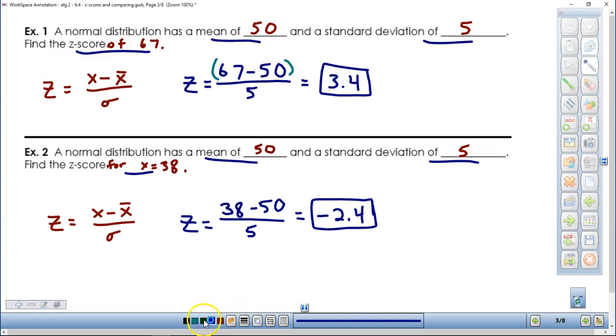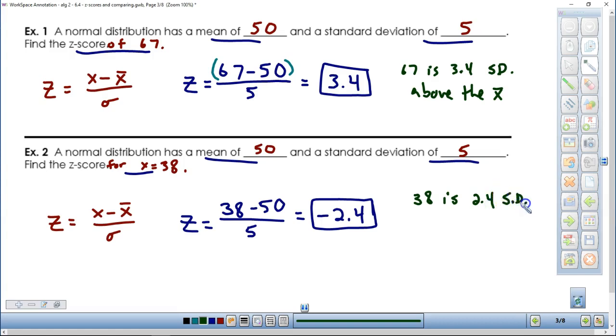Let's make sure that we understand what the positive and negative means. This is communicating that 67 is 3.4 standard deviations above the mean, while -2.4 is letting us know that the outcome 38, or the x value 38, is 2.4 standard deviations below the mean. Basically, negative means less than the mean, positive means more than the mean.